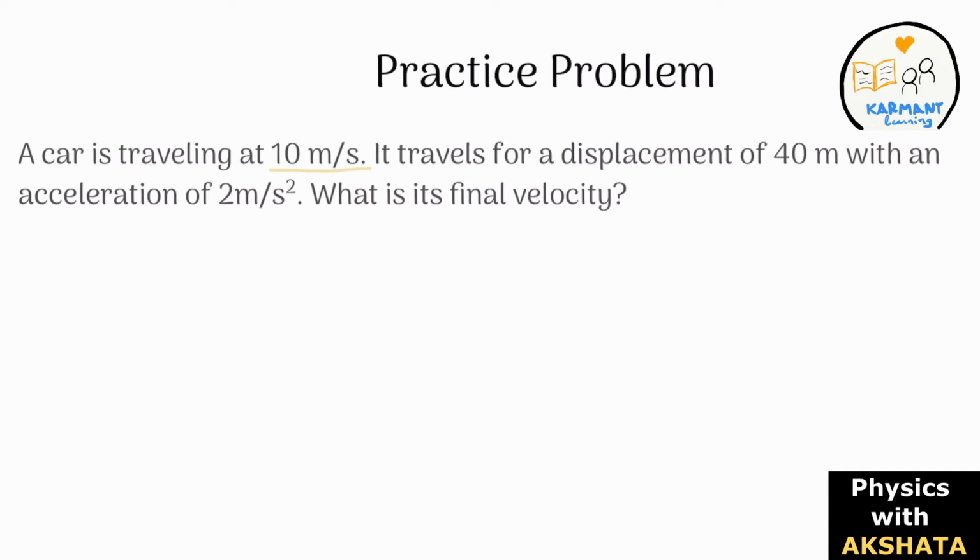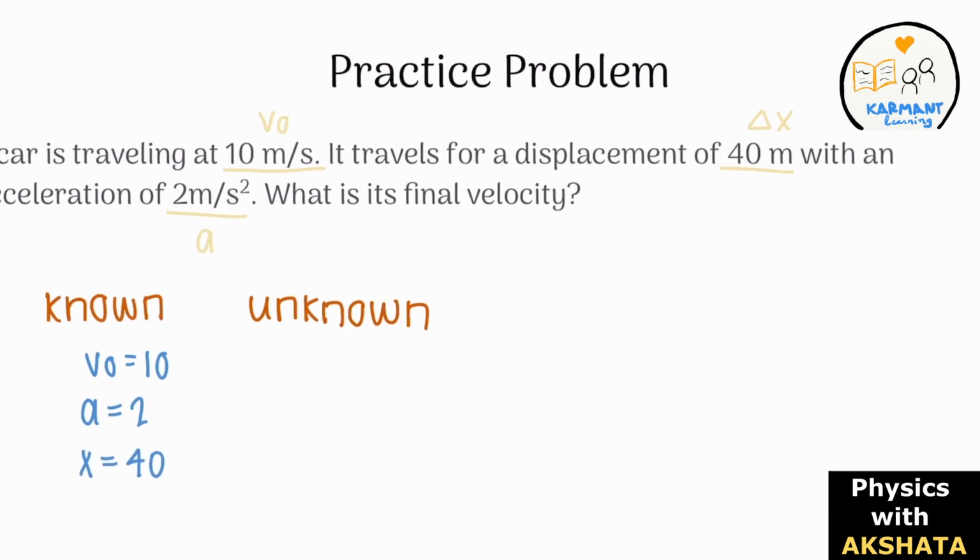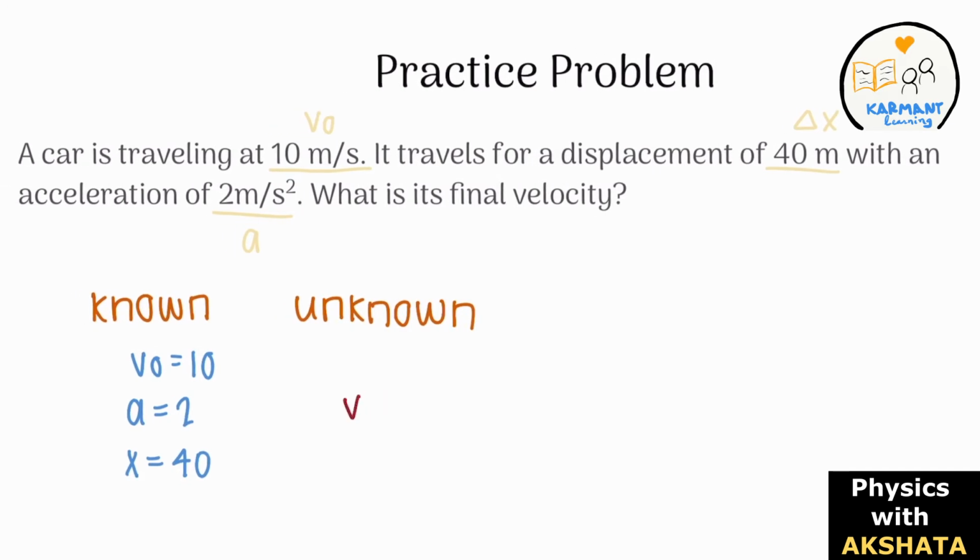A car is traveling at 10 meters per second. It travels for a displacement of 40 meters with an acceleration of 2 meters per second squared. What is its final velocity? Okay, so the first thing we want to do is take note of our variables and make a knowns and unknowns list. The knowns list will feature the variables that we are already given, and the unknowns are the variables that we desire. So we know that v0 is 10, acceleration is 2, and our displacement is 40. And what do we want to find? We want to find our final velocity.